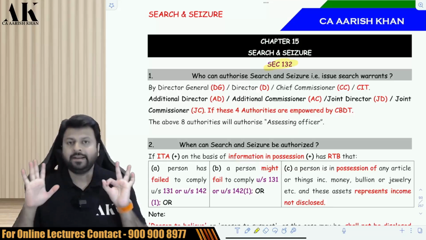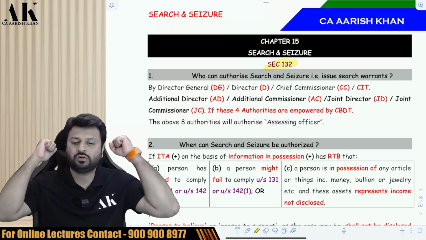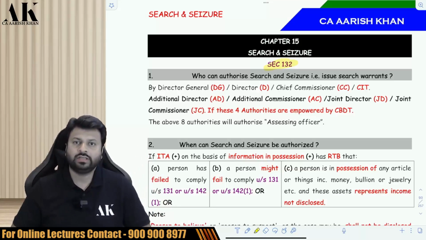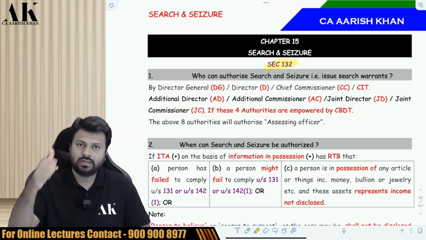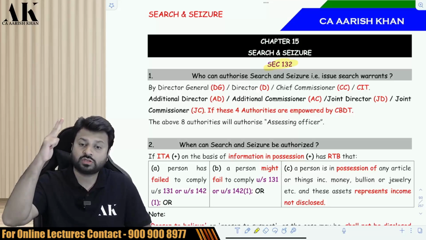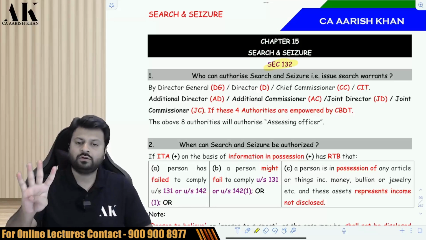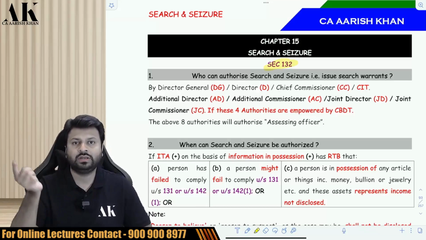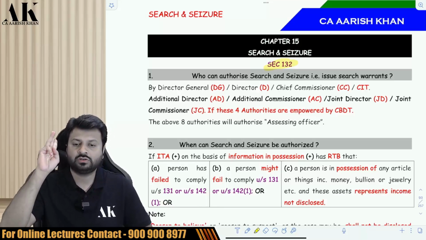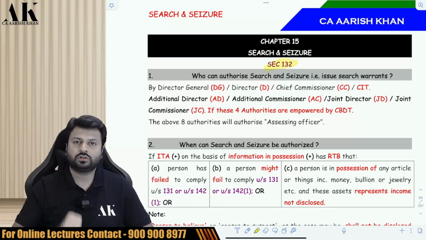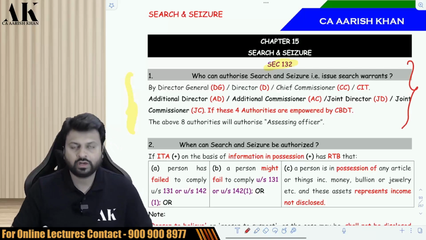It is 8 income tax authorities who can authorize search and seizure. Out of that, 4 income tax authorities have absolute power, and the remaining 4 income tax authorities should get empowered by CBDT. So, who are the 4 authorities who have absolute power? Listen, Director General, Director, Chief Commissioner and Commissioner. These 4 have absolute power to authorize search and seizure. And the remaining 4 will be empowered by CBDT. Only then they will get the power to issue what? Warrant. That is Additional Director, Additional Commissioner, Joint Director, Joint Commissioner. These 4 authorities should be empowered by CBDT. So, these are the 8 authorities who have the power to issue what? Warrant under search and seizure.